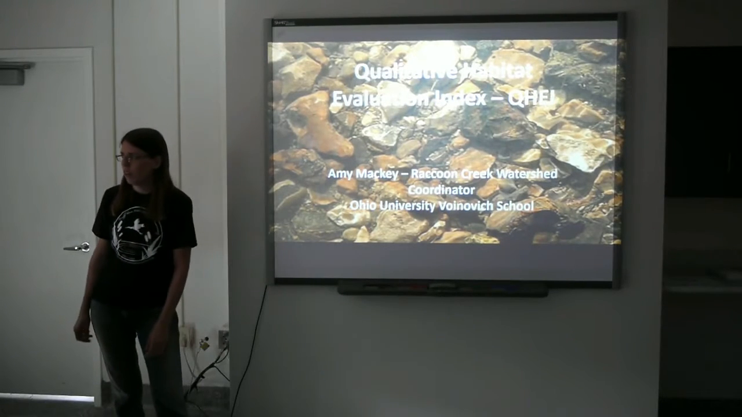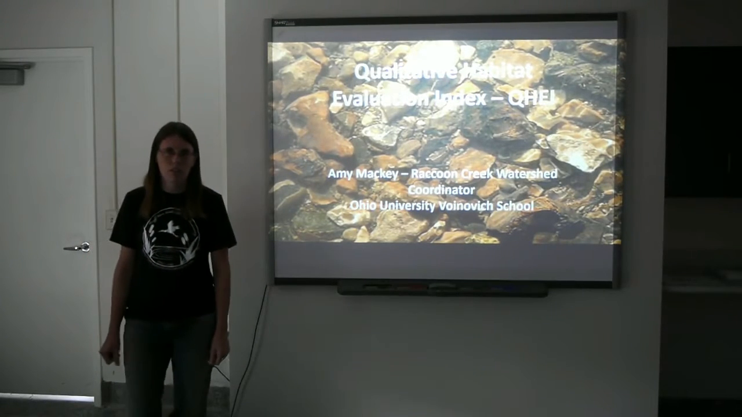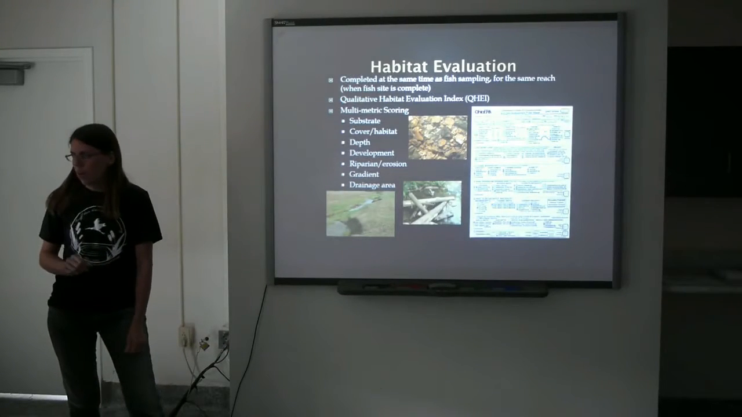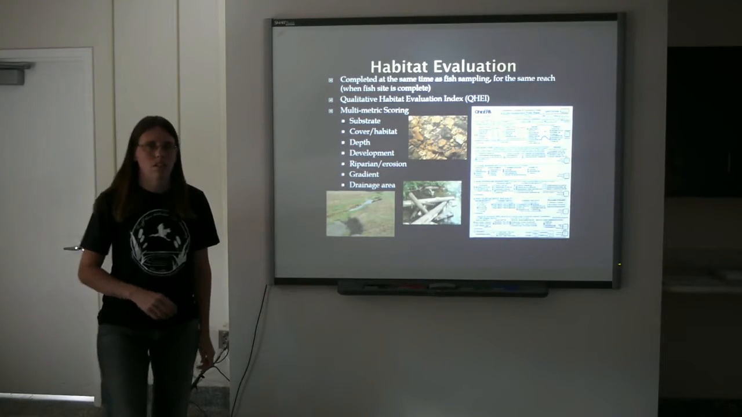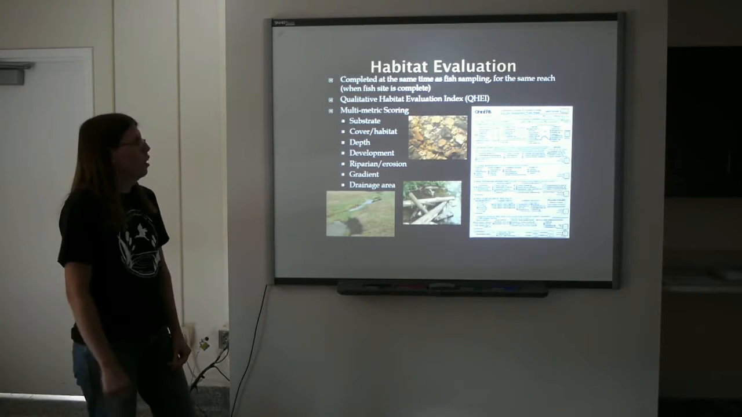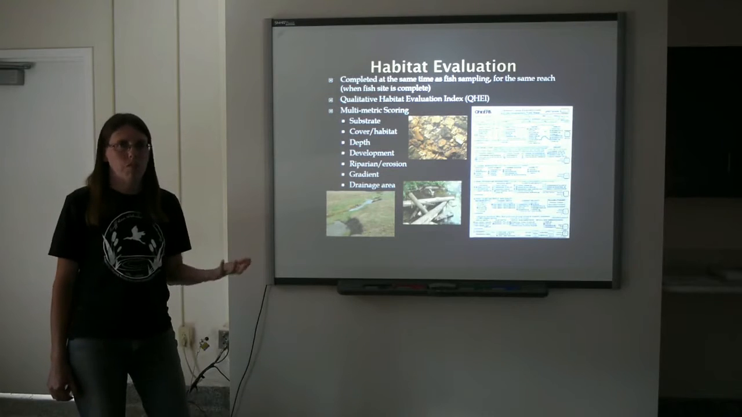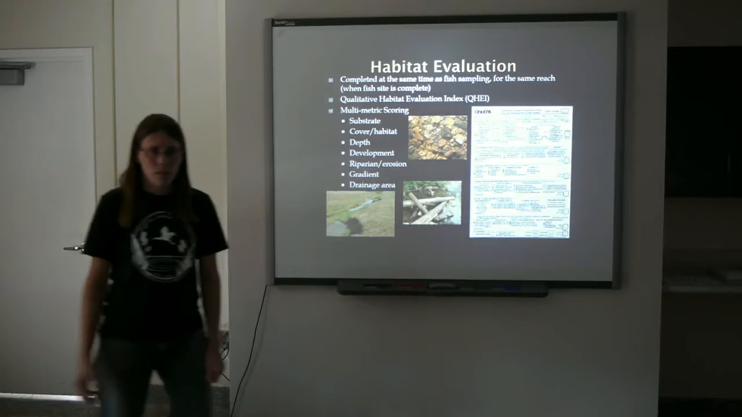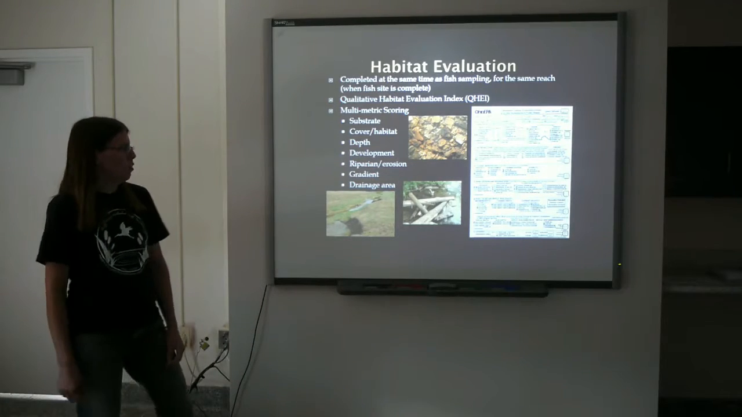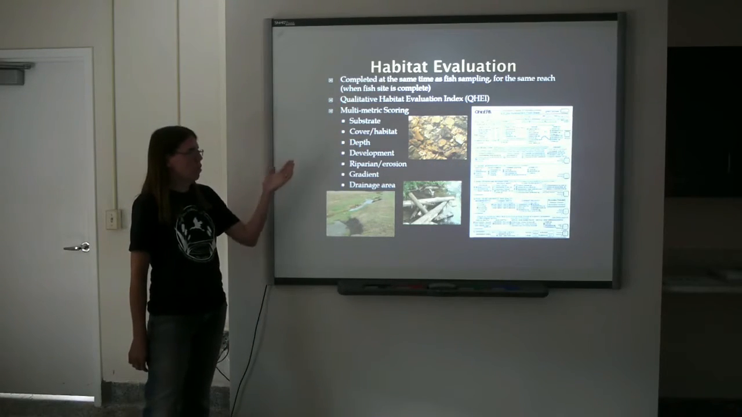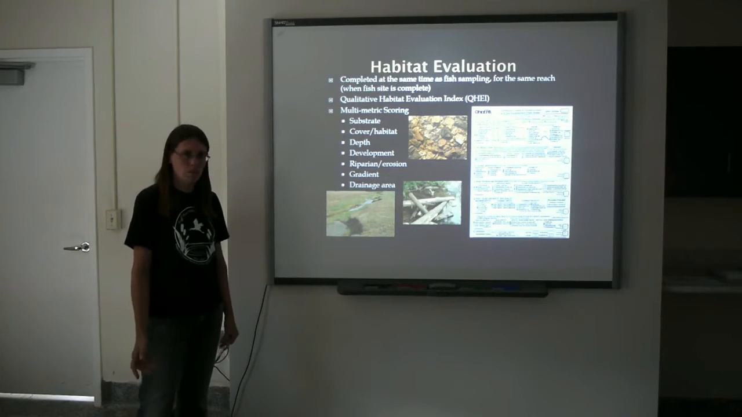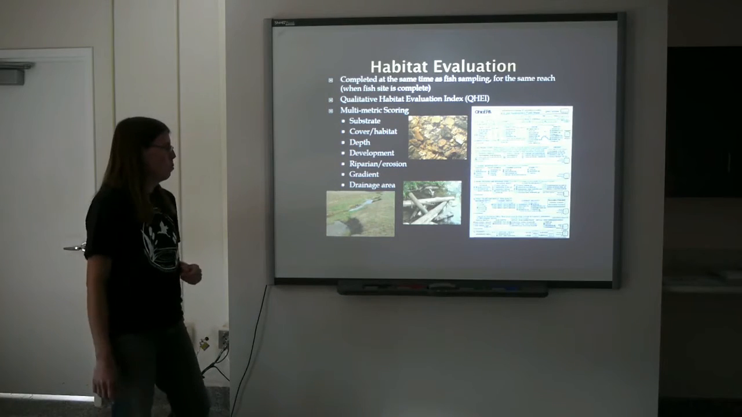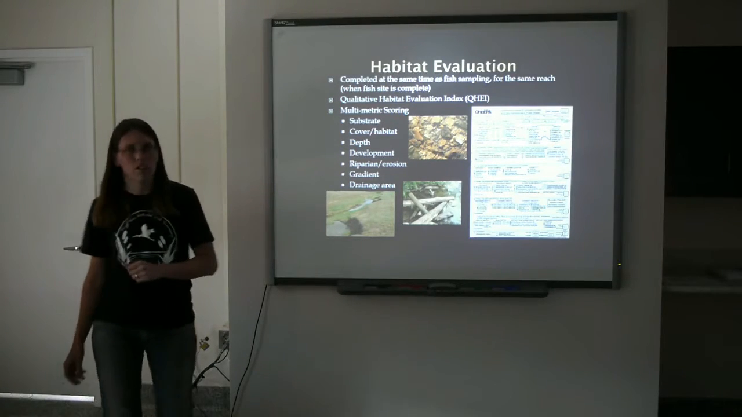Going to discuss the QHEI, which is the habitat evaluation metric that we use in streams in Ohio. The habitat evaluation is typically completed at the same time as your fish sampling, immediately following your fish completion. The Qualitative Habitat Evaluation Index is another multi-metric scoring system. It takes into account the substrate, the cover and habitat, the depth of the stream and velocity, stream development, the riparian, what's around your stream, as well as the gradient and drainage area.